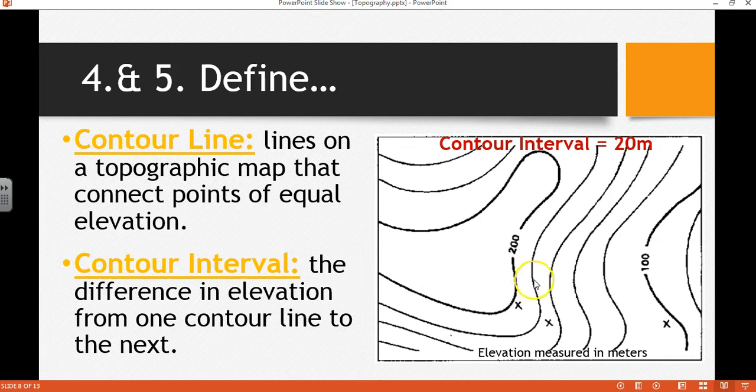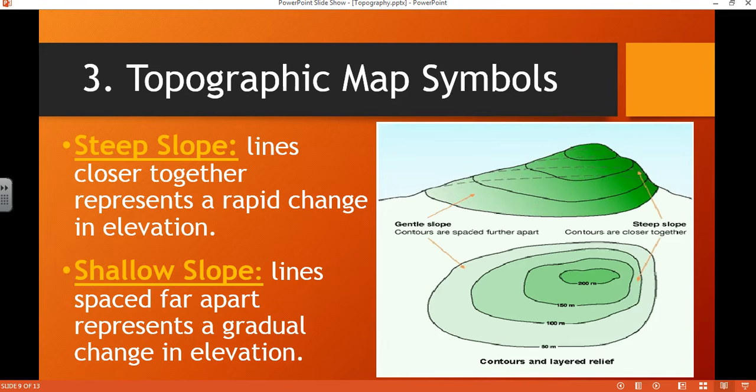So this X right here, the one in the middle, has an elevation higher than 140 meters, but lower than, higher than 160 meters, but lower than 180 meters. And we'll have lots of time in class to practice identifying the contour interval and trying to figure out the elevation of different locations on a topographic map.